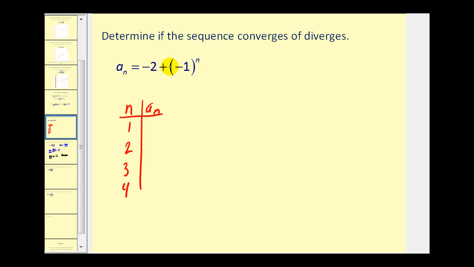So when n is equal to 1, we'll have negative 2 plus negative 1, that's negative 3. When n is 2, we'll have negative 2 plus positive 1, so that'll be negative 1. And then when n is 3, this will be negative again, we'll be back to negative 3. When n is 4, this will be positive 1 again, back to negative 1. So this sequence alternates between negative 3 and negative 1. Therefore, the limit as n approaches infinity of a sub n does not exist, and therefore this sequence diverges.